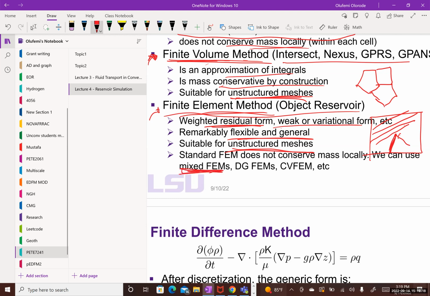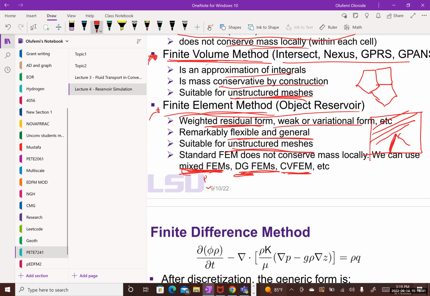Mixed finite element method. It's going to be solving two equations, one for pressure and one for velocity. And then it makes the system mass conservative locally. Discontinuous Galerkin finite element method. The standard one is Galerkin finite element method. The discontinuous Galerkin conserves mass locally.